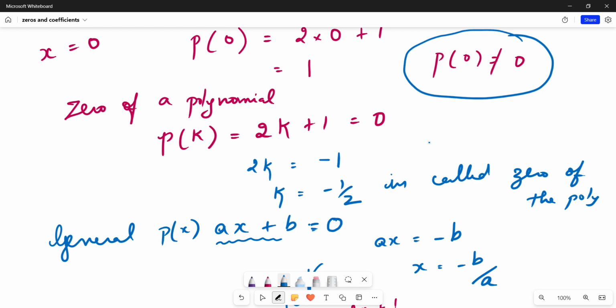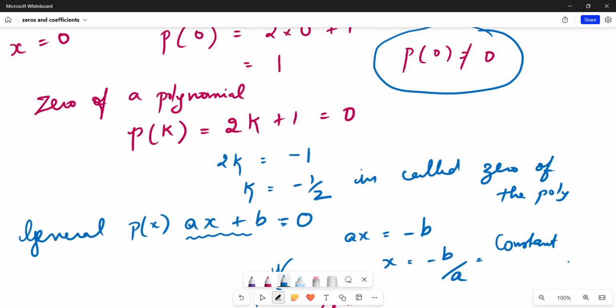So what does this denote? B by a. B is the constant term, isn't it? This is equal to constant term by coefficient of x. So now we have arrived at a general formula for the 0 of the polynomial. The 0 of the polynomial can be written as the negative of the constant term divided by the coefficient of x. So this is for a linear polynomial.